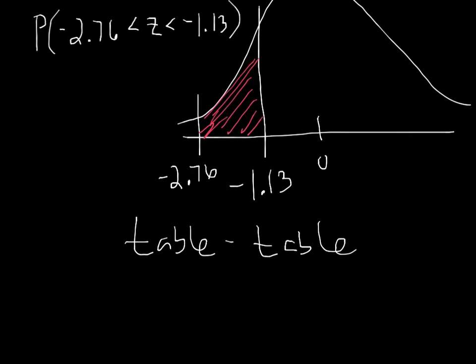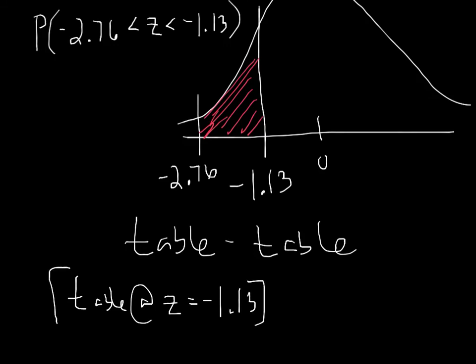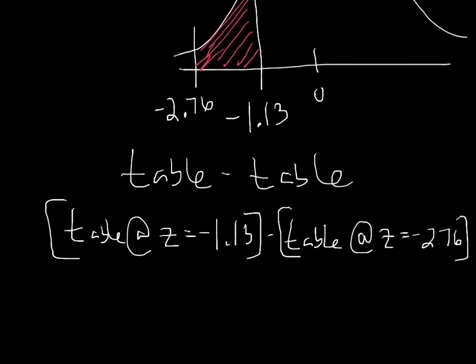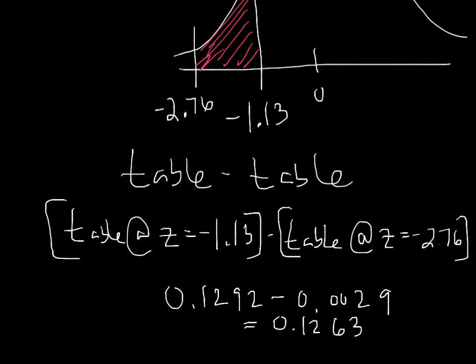All right? So what we're going to do is look up the table at z equals negative 1.13 minus the table at z equals negative 2.76. All right, that's going to give us 0.1292 minus 0.0029 for a total area or probability between those two z-scores of 0.1263.